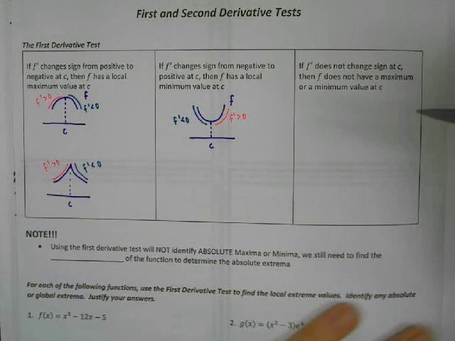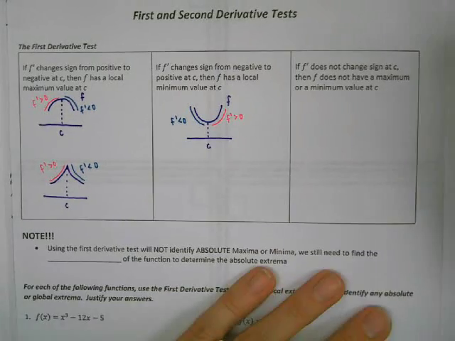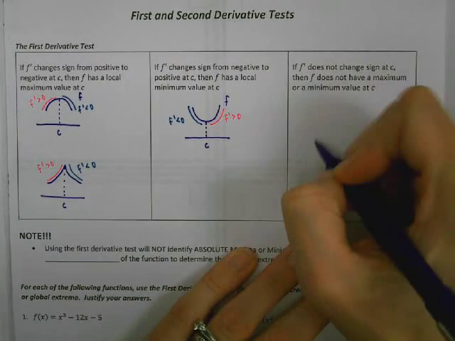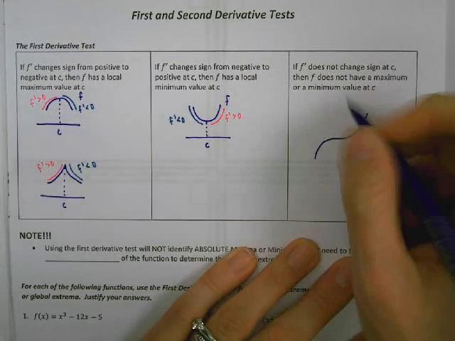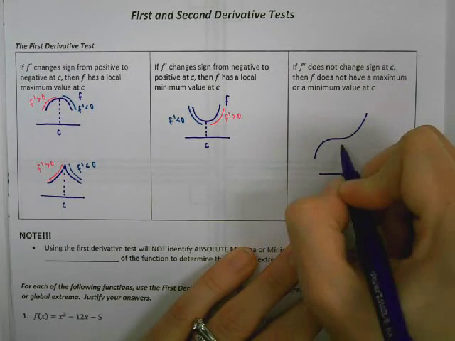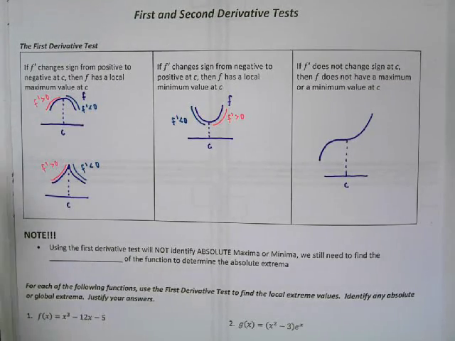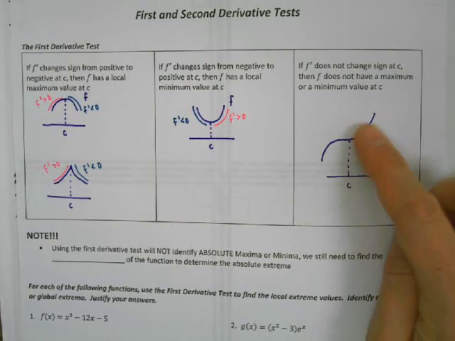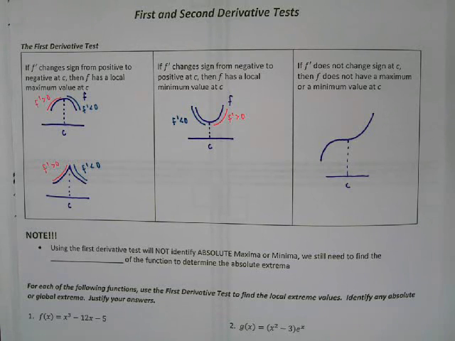Now the last piece of this says if f prime does not change sign at c, then f does not have a maximum or a minimum value at c. And that might look something like this. My curve could flatten out. Here we could flatten out at c, so my derivative is still positive, but since it's increasing everywhere, my derivative is positive everywhere, I don't have a max or a min value at c.